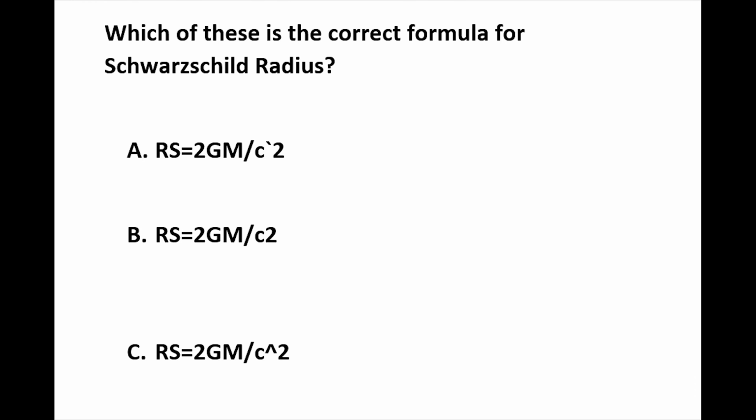The final question is, which of these is the correct formula for Schwarzschild radius? The three answers are on screen. Good luck. Alright, that should be enough time. The answer was C. It's all about the symbols with this one. C has the correct set of symbols.